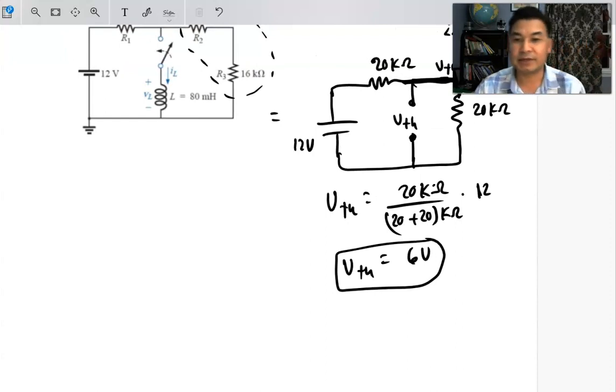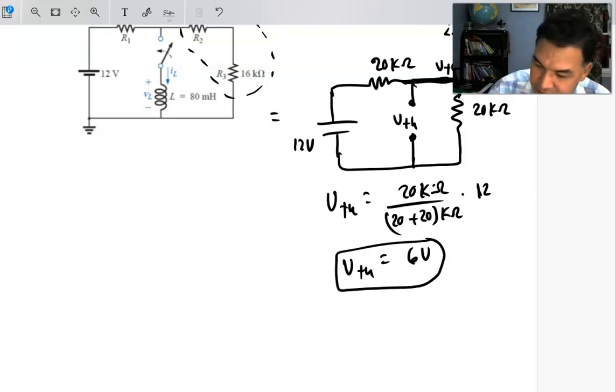Now we found the Thevenin's equivalent voltage, and we also found the Thevenin's equivalent resistance. Now your circuit becomes very simple after that. After that, your circuit simply becomes this.